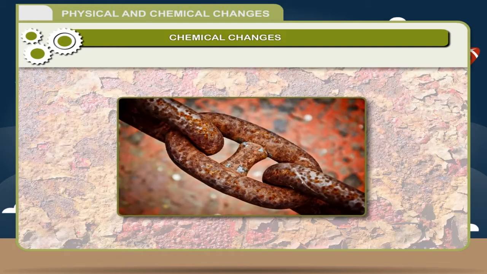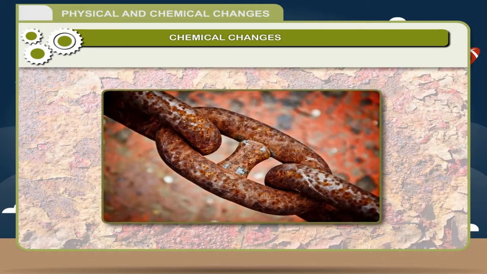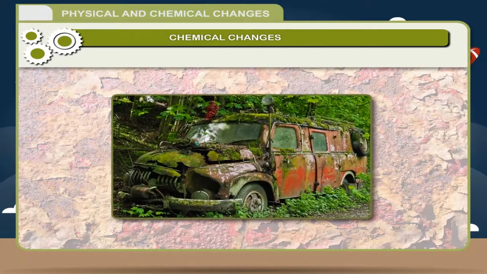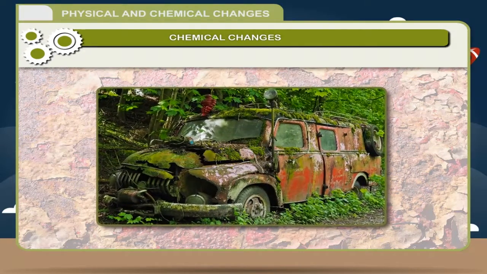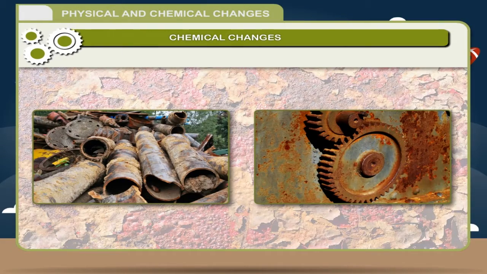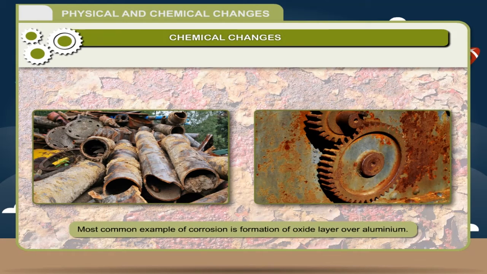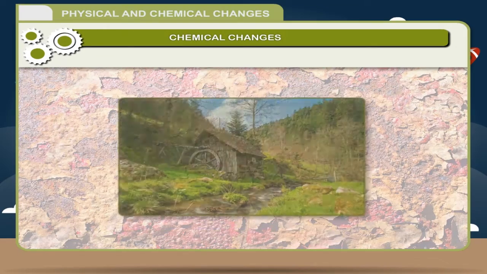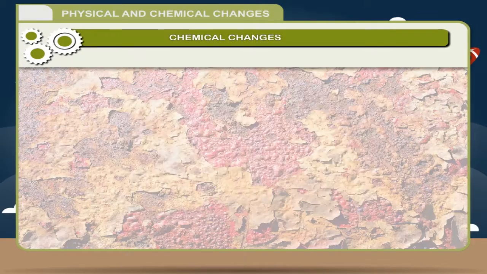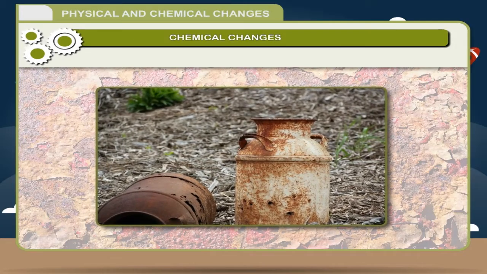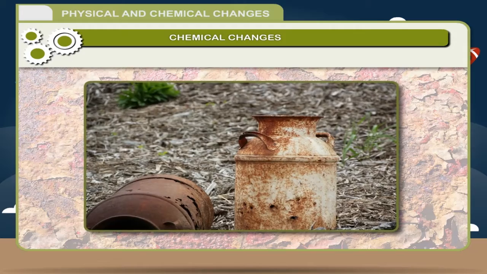Rusting. Rusting is a process of continuous disintegration of iron with respect to time. This happens due to formation of iron oxide layer, which weakens the strength of iron metal. In other metals, rusting is termed as corrosion. Most common example of corrosion is formation of oxide layer over aluminium. Due to its highly reactive nature, aluminium instantly reacts with oxygen molecules present in air when it is exposed in free atmosphere.